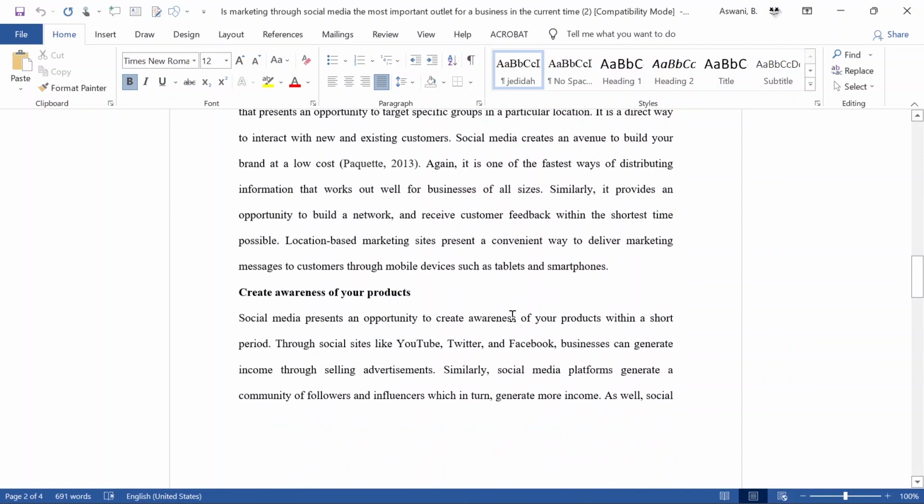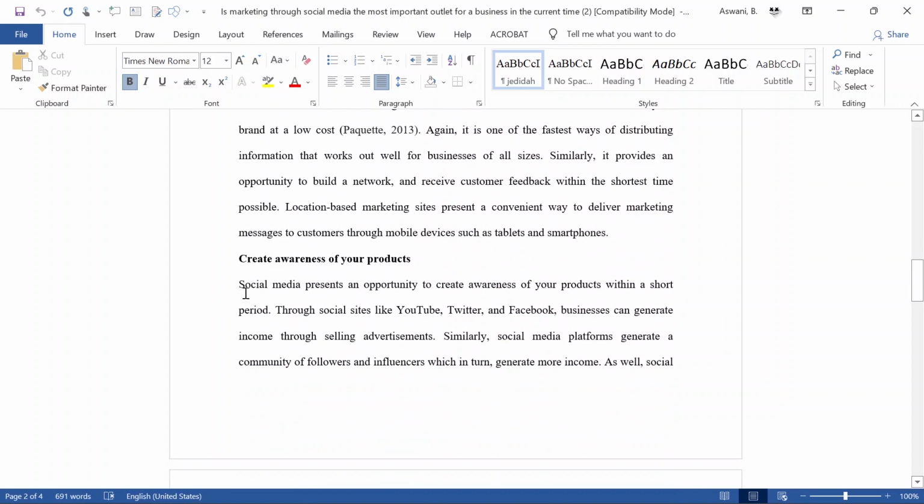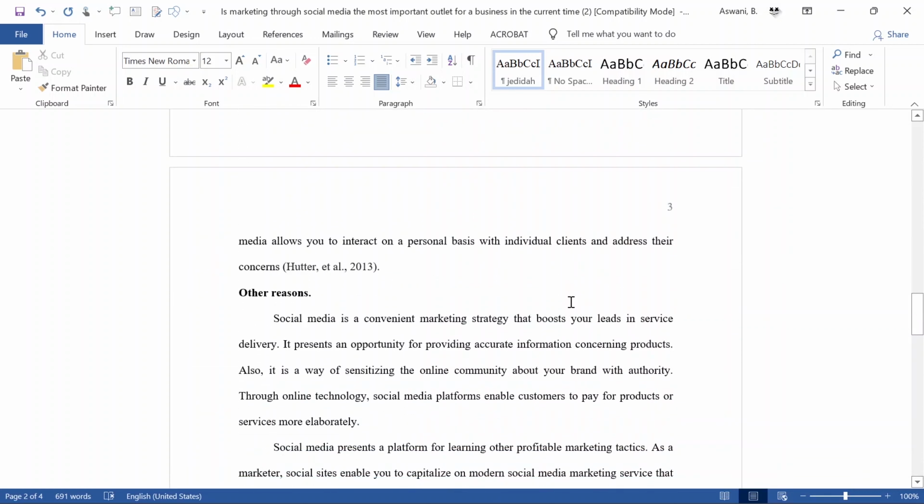So I was reading this and there was a lot of second person. In this case, social media presents an opportunity to create awareness of your products. So this is a case of second person pronoun. It's like this person is talking to somebody here. Yet this is not a dialogue. This is just a research paper. It's not people talking. So when you're talking about you, it makes the paper appear like a dialogue rather than a researched paper. Social media presents opportunity to create awareness of your products within a short period. So this is a case of the second person pronoun.